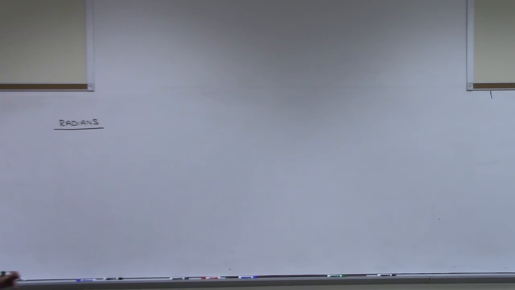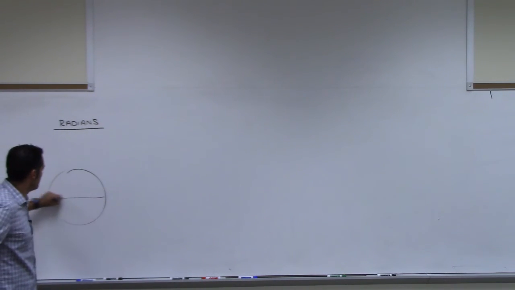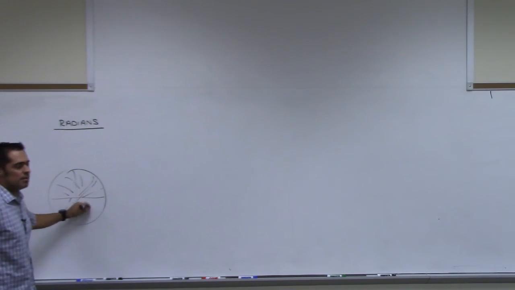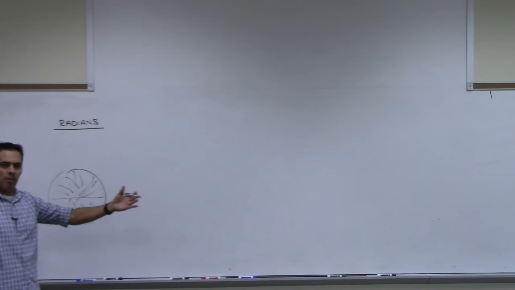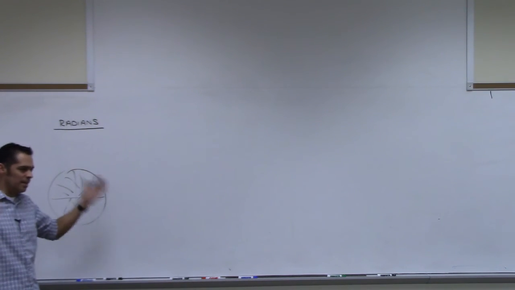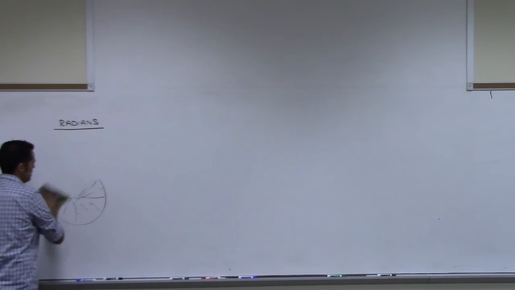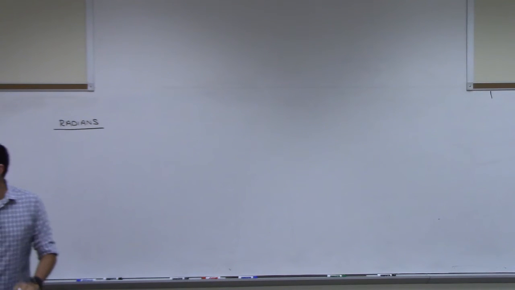So remember, degrees came from the idea of taking a full rotation and cutting it into 360 equal pieces, which is the most natural way that we have done things, measure when we measure things. As humans, that's what we've always done. Take it, cut it into smaller pieces. Radian, on the other hand, it's weird.